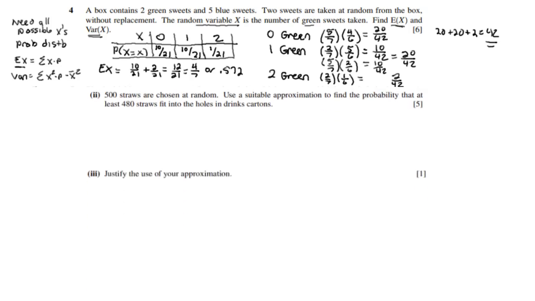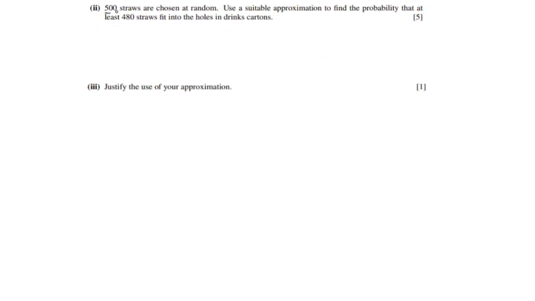So, in part 2, we've got 500 straws chosen at random. All right, that sounds like trials to me. They want us to use a suitable approximation. All right, and it's at least 480 straws fit in the hole out of the 500. So those 500, like I said, they feel like trials. And suitable approximation makes me feel like this is a binomial distribution and they want me to use a normal distribution to find the probability. My check, if it fits, it's yes or no. So that fits the binomial criteria.